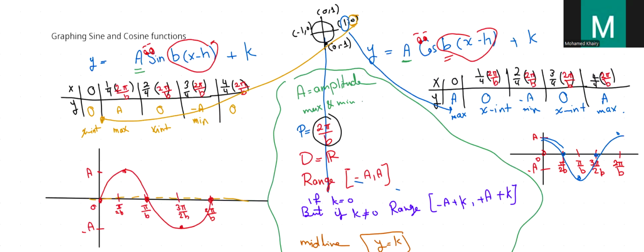Okay. Let's have some examples. I think everything will be clear when you just solve it. Let's say, for example, I want to graph this equation: y equals 3 sine of 1 over 2 x. First of all, where is A? A here is the coefficient of the function. Where is B? B here is the coefficient of x.